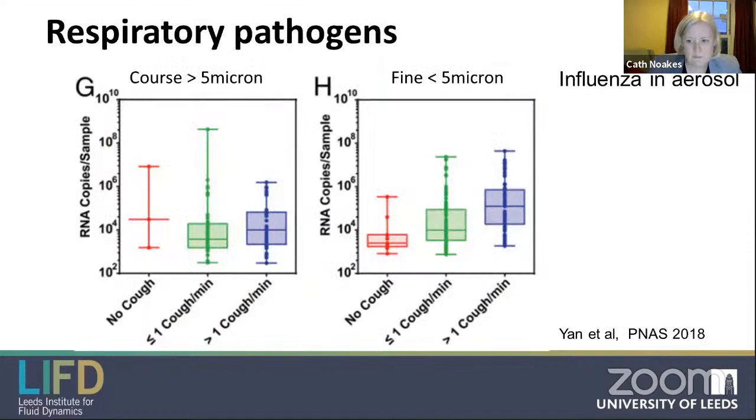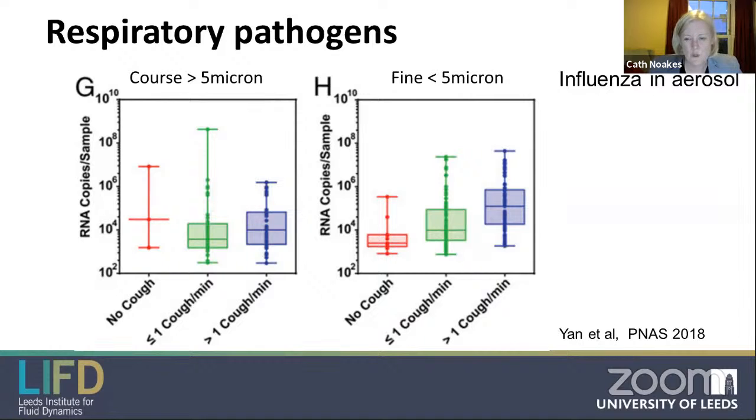Just to give you some data from Don Milton's machine, this is for influenza. And what you can see is he's sampled for coarse and fine, so below and above 5 microns. Measuring the RNA copies here, you can see that when people cough, you get an increase in the number produced. But the important thing I want to show here is the range. So you can see there is probably 4 orders of magnitude difference between the people who he's sampled in this study. And that tells you that some people who are infected are producing very little, and some people are producing enormous amounts of aerosol. And that's really quite important.